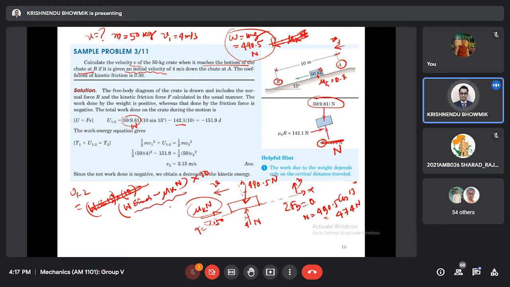Actually, W sin alpha, I should write this one, 151.9 joule. Okay, W sin alpha value is lower than the mu k N. Okay, then how is it moving down? Any guess? See, this is negative means W sin alpha is lower than mu k N. How is it moving? Velocity.